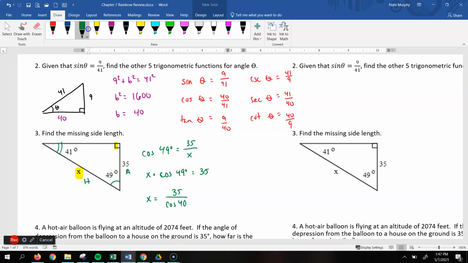My eraser's not working here, so let me just do this. All right, so cosine of 49 degrees. And when you do that, you get 38.1 approximately as your answer. So side x would be about 38.1 or 38 units.